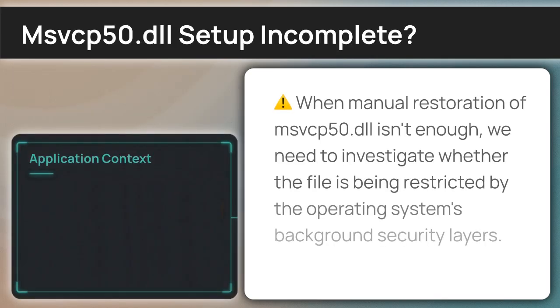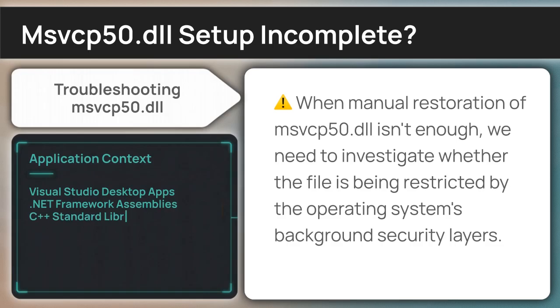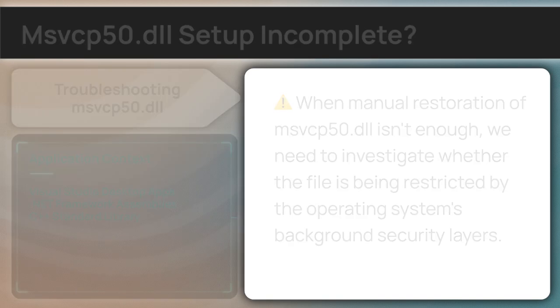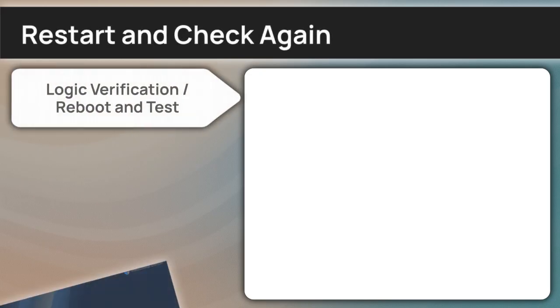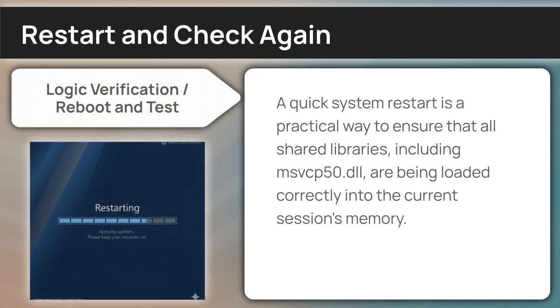If the setup package didn't provide a resolution, we need to look under the hood at how your system handles current session configurations. A simple restart can resolve file-in-use errors that mimic a missing the Msvcp50 message. It's a low-effort step that ensures your operating system starts with a clean execution stack.